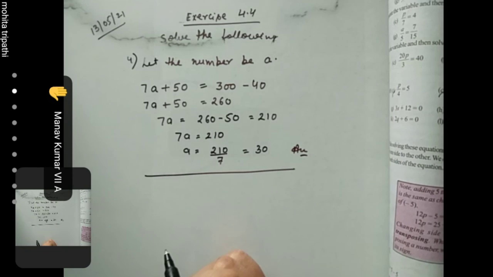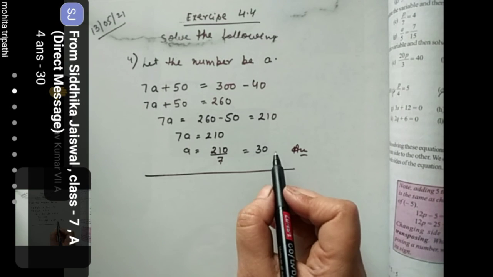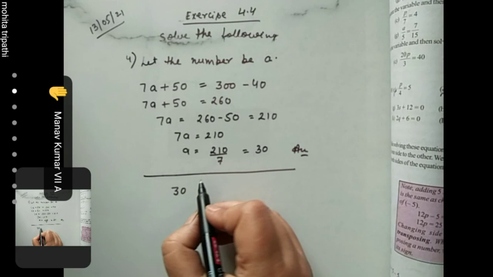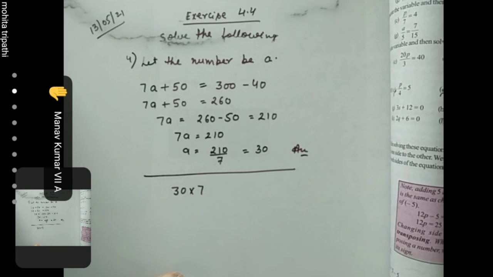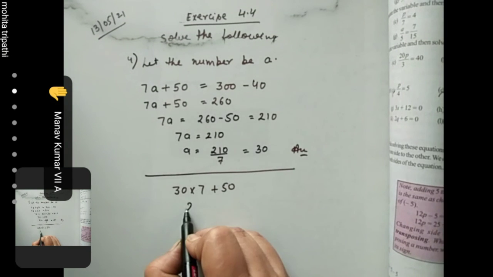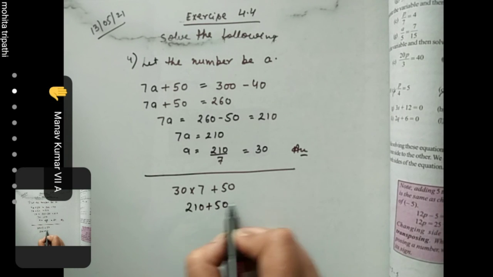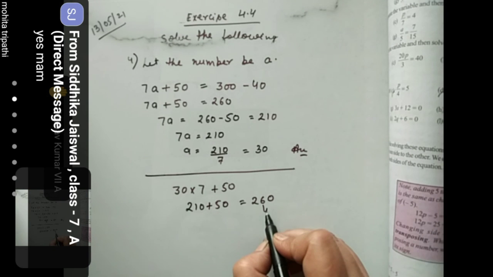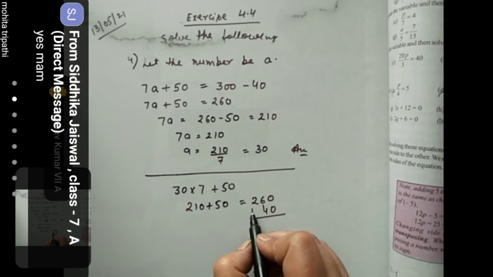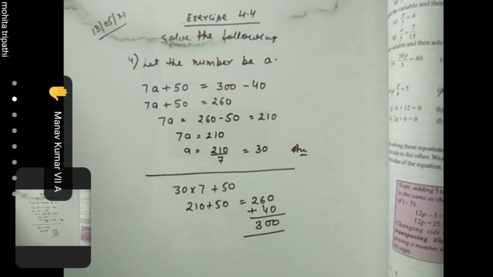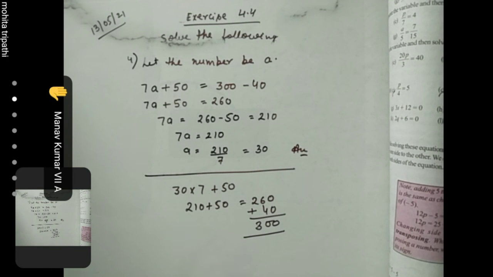Now you can cross check by reading the riddle. I am a number, so 30. Take me 7 times, so multiply me by 7 and add 50 to me. So 210 plus 50 is 260. To reach a triple century, I still need 40. Okay, so whatever answer we are finding, that is the correct one.